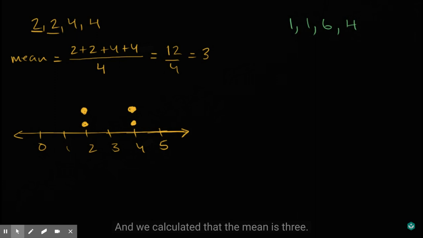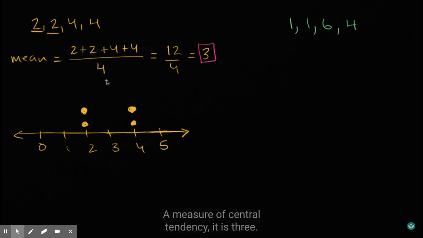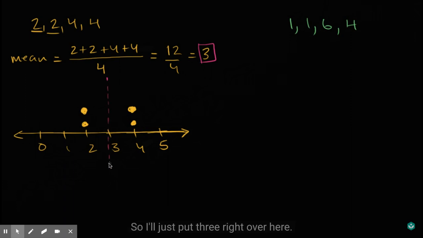And we calculated that the mean is 3. The mean is 3. A measure of central tendency, it is 3. So I'll just put 3 right over here. I'll just mark it with that dotted line. That's where the mean is. All right, well, we've visualized that a little bit, and that does look like it's the center. It makes sense.